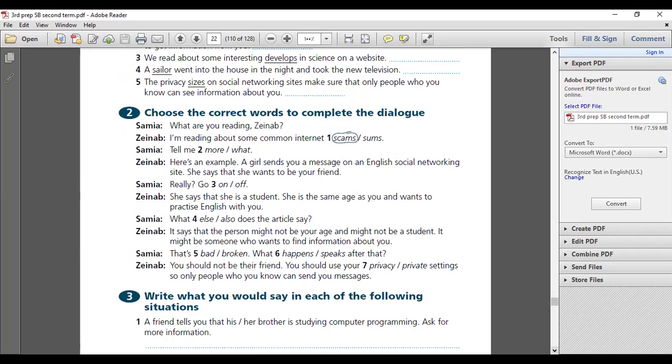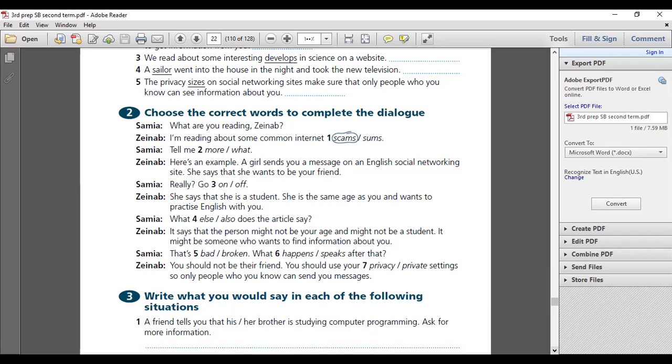Choose the correct answer. What are you reading, Zainab? I am reading about some common internet scams. Tell me more. Here's an example. A girl sends you a message on an English social networking site. She says that she wants to be your friend. Really? Go on. She says that she is a student, she is the same age as you and wants to practice English with you.